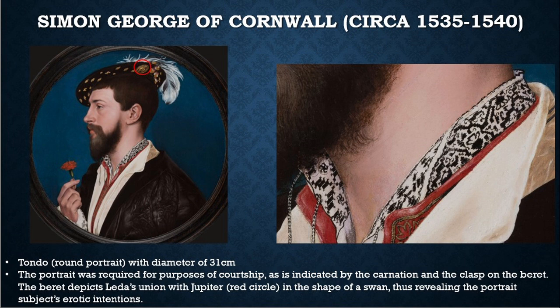This is a portrait of Simon George of Cornwall from roughly 1535 to 1540. The diameter of this portrait is 31 centimeters, and the museum actually provided this information that I thought was neat, where it described how the portrait was required for purposes of courtship, as indicated by the carnation and the clasp on the beret. So I just found that to be interesting.